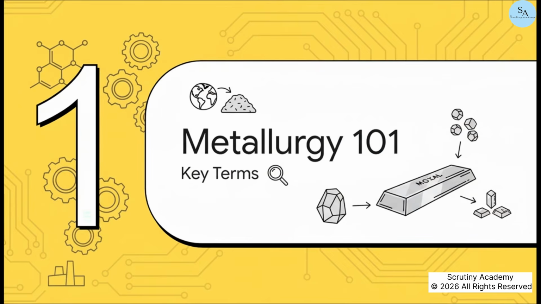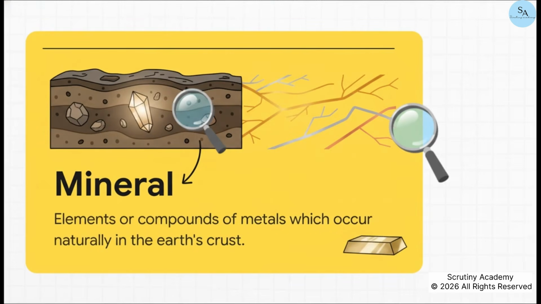First things first, we've got to speak the language. Understanding these 4 key terms is a must, because they're the foundation for literally everything else. So let's get these down. Okay, so a mineral. What is it? Super simple. It's just the raw form. Think of it as any compound you can find in the Earth's crust that has a metal in it. That's it. It's our starting point.